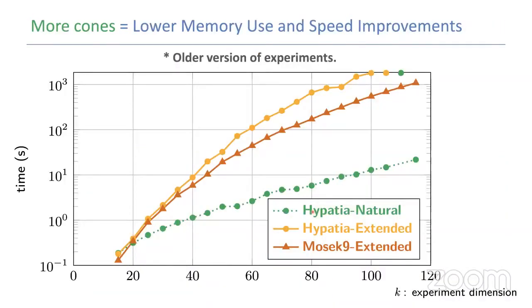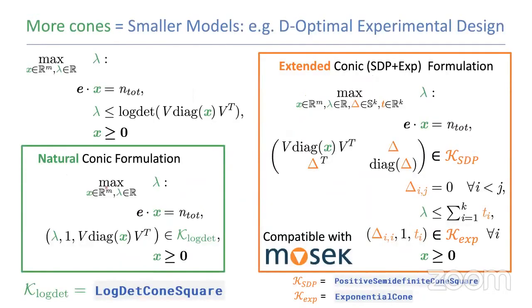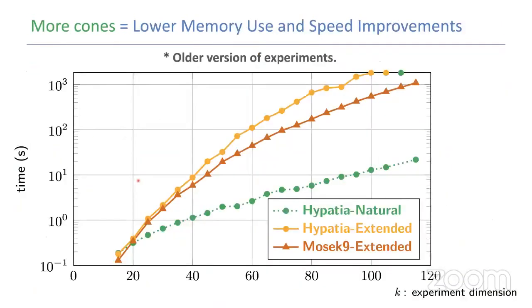So here are some experiments on Hypatia that are slightly outdated, but still give you the general idea of the power of having these slightly smaller formulations. Here we're comparing Hypatia solving this smaller formulation, Hypatia solving the big formulation that would have been constructed through the bridges, for instance, and MOSEK solving the formulation it can handle. MOSEK would not be able to solve the natural formulation directly.